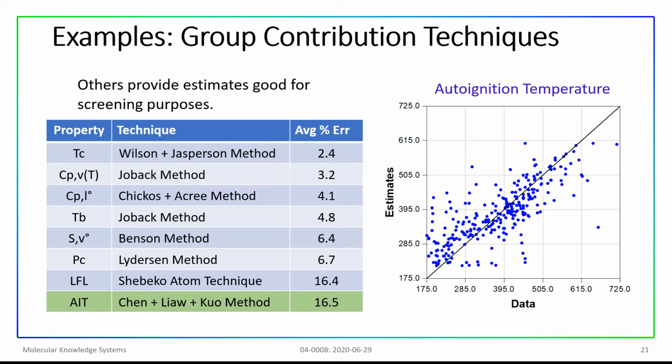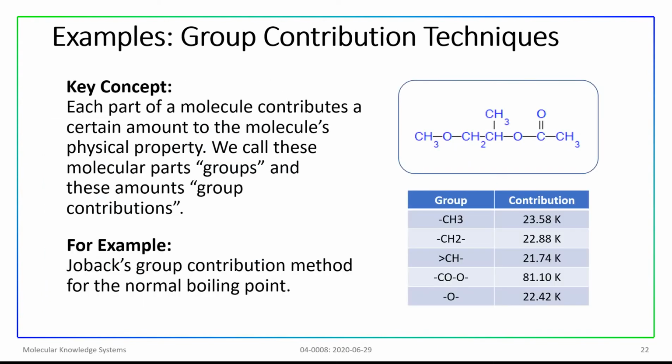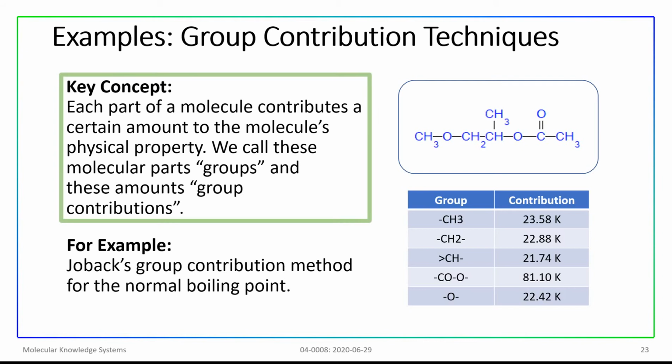So how do group contribution techniques actually work? The key concept of a group contribution technique is that each part of a molecule contributes a certain amount to the molecule's physical property. We call these molecular parts groups, and we call these amounts group contributions. So each group contributes to the chemical's physical property.